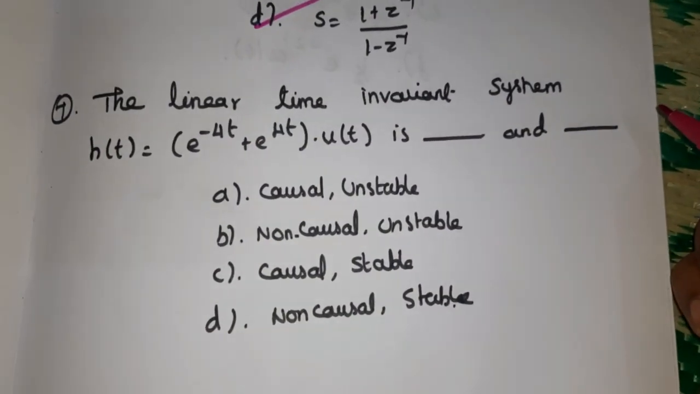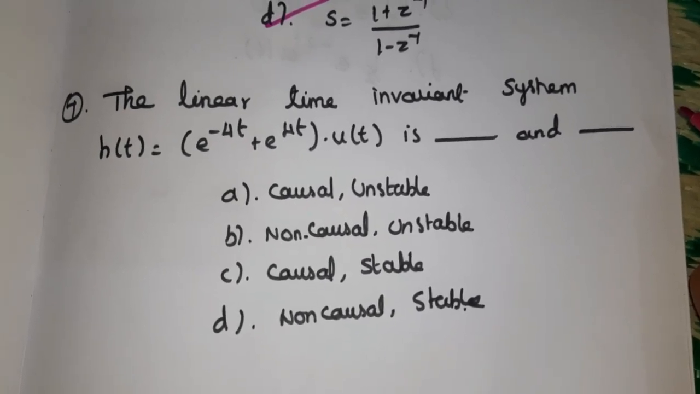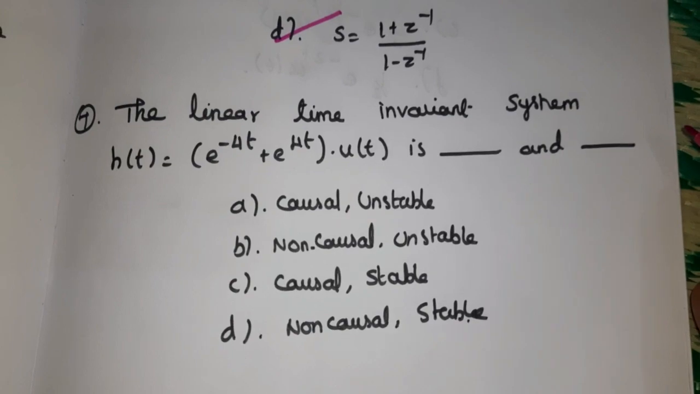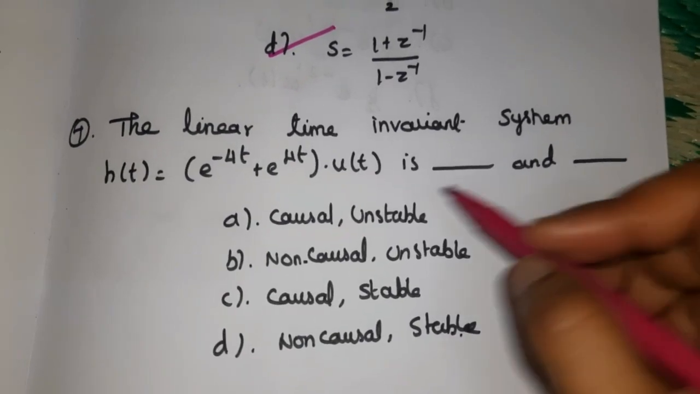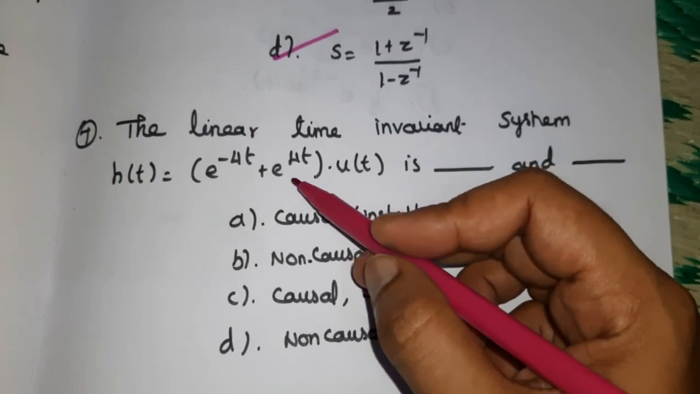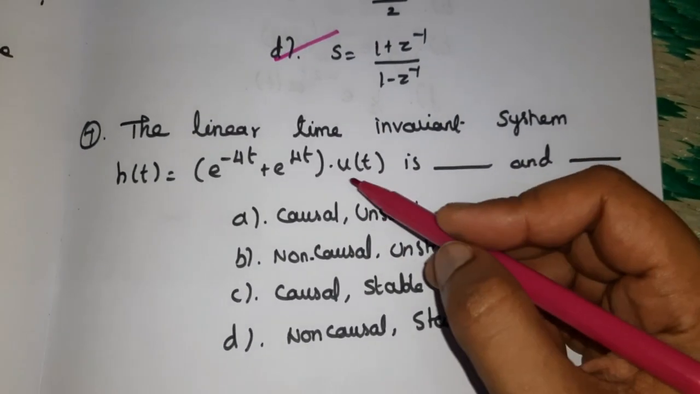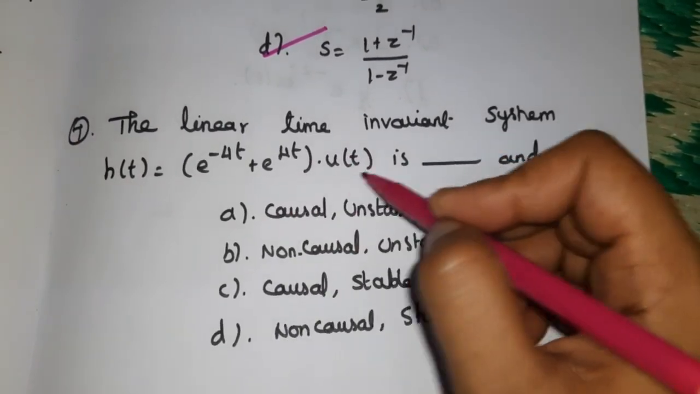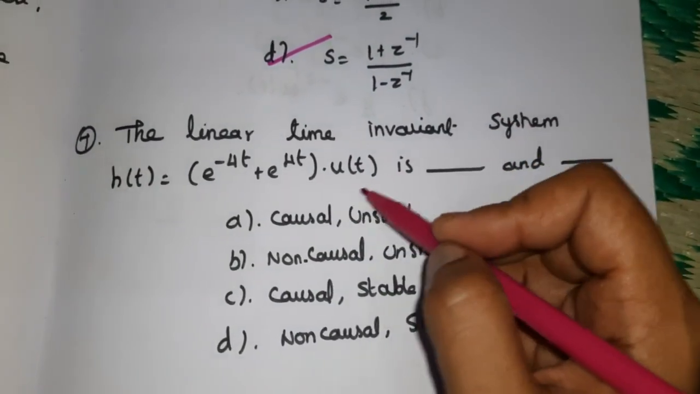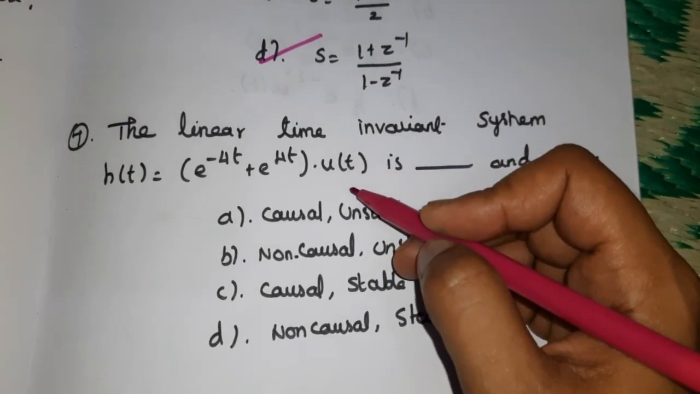Next question: the linear time invariant system h of t is equal to e power minus 4t plus e power 4t into u of t is. Here, for causal, the condition is that the signal does not depend on future values. Here we are applying any value, the signal does not depend on future values, there is no plus symbol, so we can tell this is a causal system.